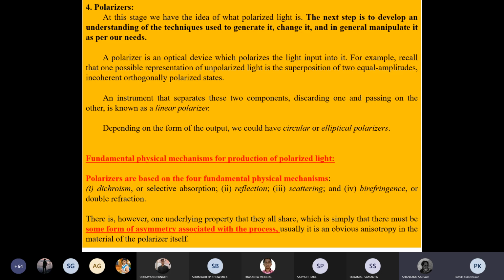So by using the phenomenon of dichroism or selective absorption, and by using the phenomenon of reflection, you already have studied Brewster's law in Newton plus 2, that when a light is reflected, it becomes polarized. So we'll be discussing that also today, that by using the phenomena of reflection, you can produce polarized light. And there is another, scattering phenomena, that can also be used to produce polarized light. And another is the birefringence or double refraction.